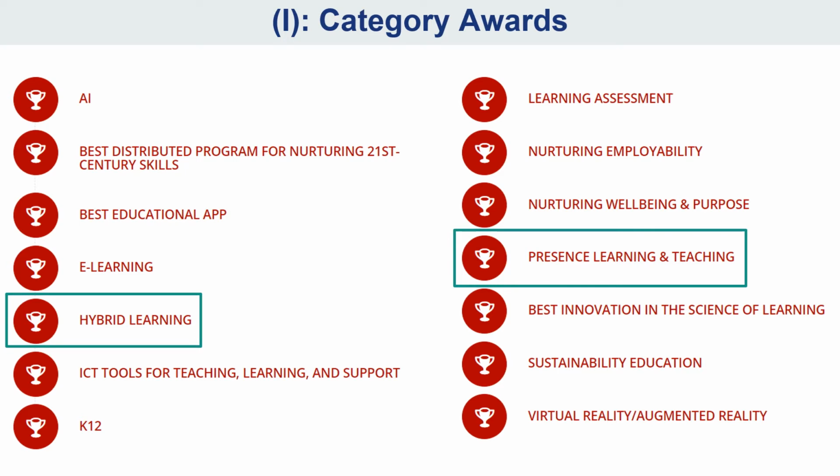Let me give you some more information first. First one is the category awards. There are different kinds of awards. Of course, there are some hot topics such as VR, AR, apps, e-learning, and AI. But there are also awards related to blended learning as well as presence learning, so face-to-face experiential learning, etc. And if you are from an educational faculty, you can explore the science of learning part.